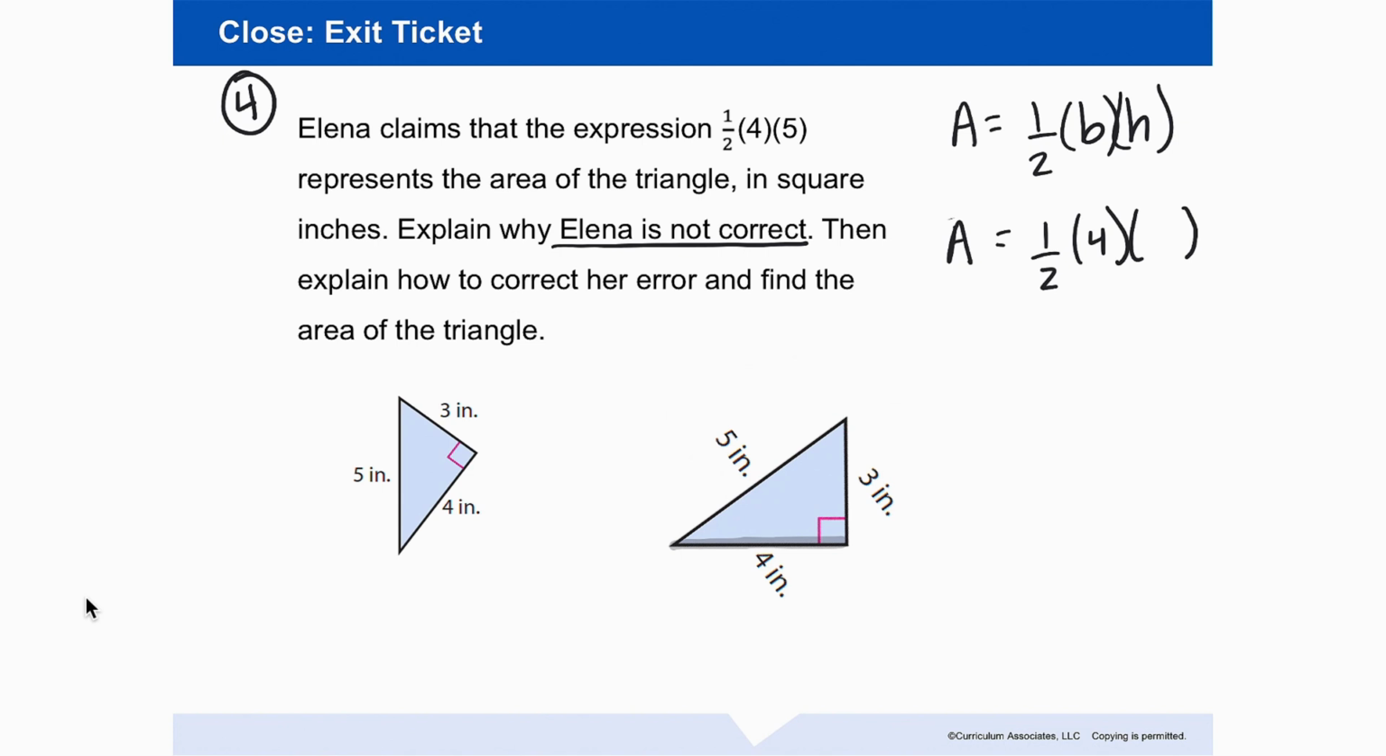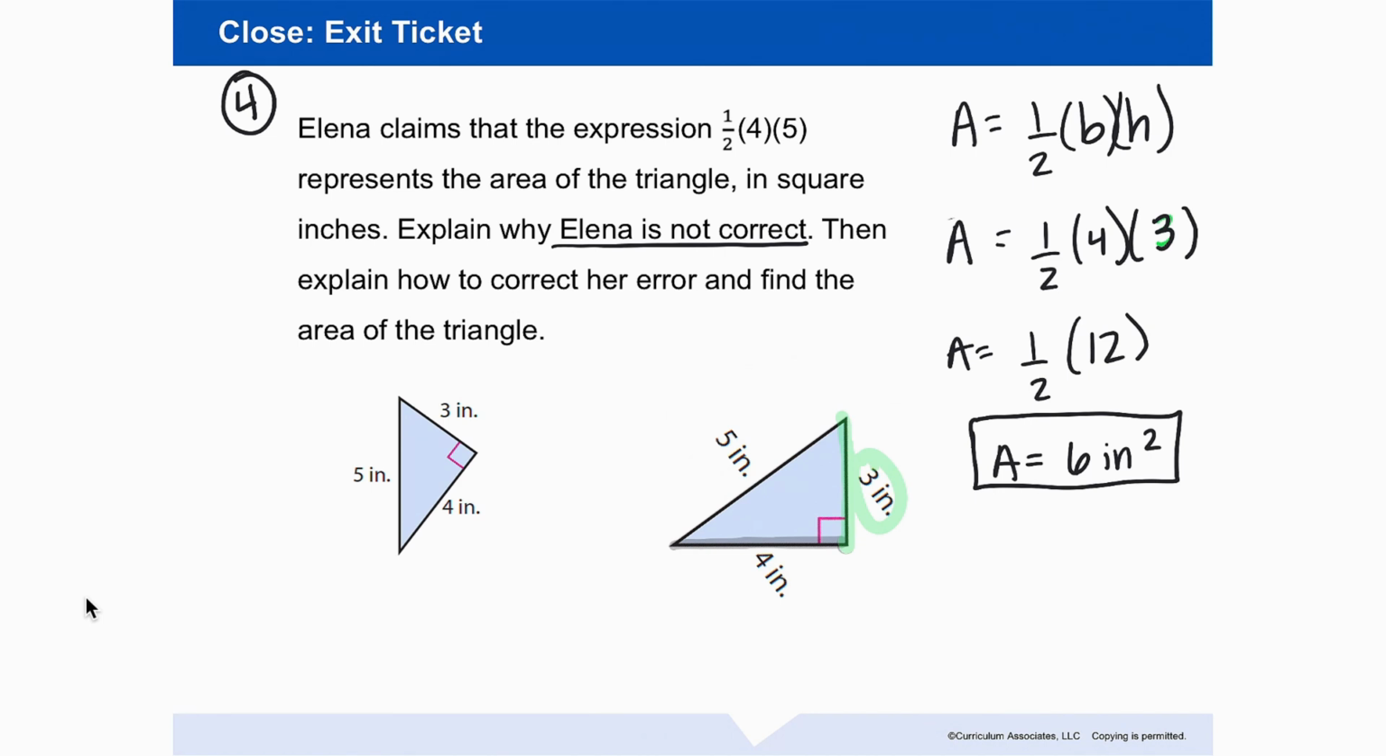How tall the shape is, from the very bottom of the shape all the way to the top. So we're actually looking at trying to use 3. So where she went wrong is that she used the length of the triangle instead of the height. So now we can just go ahead and solve the problem to show what the actual area is. So 4 times 3 is 12. And then half of 12, or 12 divided by 2, is 6. Ta-da! So we know, if we were to explain it in writing, that Elena used the side length rather than the height. Okay. All right, if you guys have any questions, let me know. Otherwise, happy math.